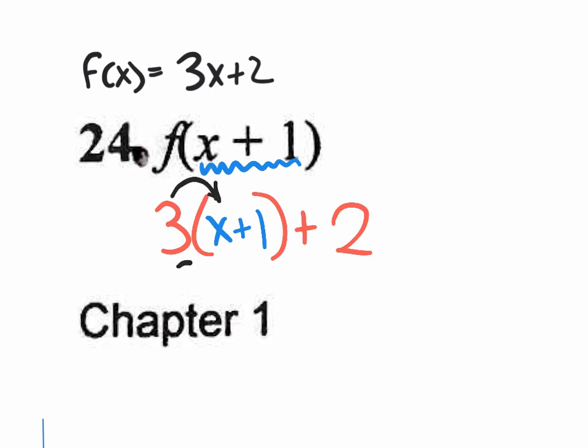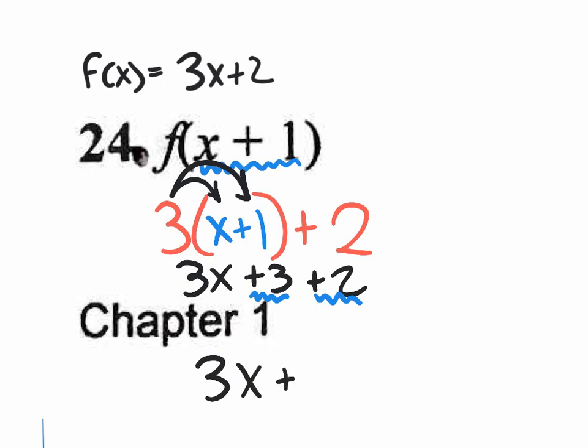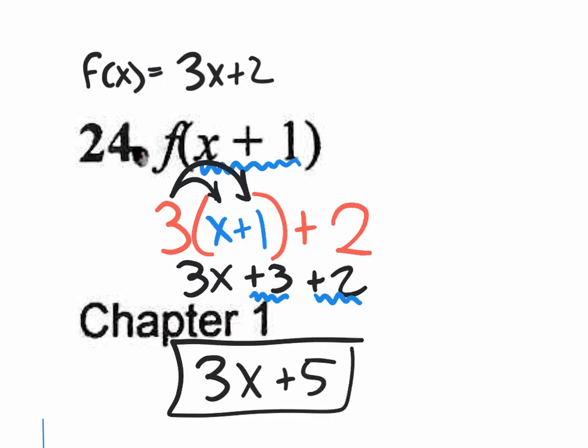3 times x is 3x. 3 times 1 is 3. Let's not forget about the plus 2 that's out there at the end. After distributing, try to combine like terms. You have a plus 3 and a plus 2. That ends up being a positive 5. So 3x plus 5 is your final answer, your final algebraic expression for number 24.